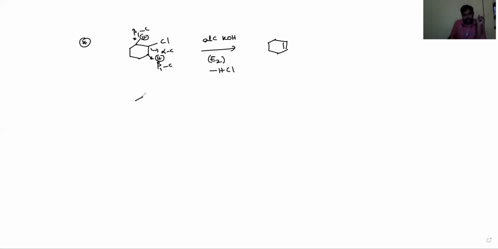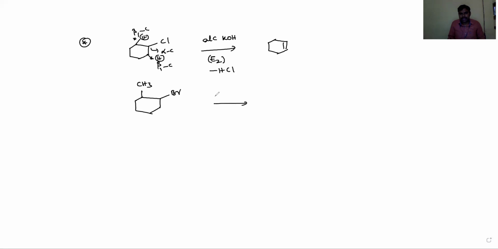For example, one more reaction, let's see, dear students. Here bromine is present and an adjacent CH3 group is present. Now here the stereochemistry is not mentioned. If the bromine and CH3 groups are present on the same side, then it is called cis. If they are on opposite sides, then it is trans. But here the stereochemistry is not mentioned.